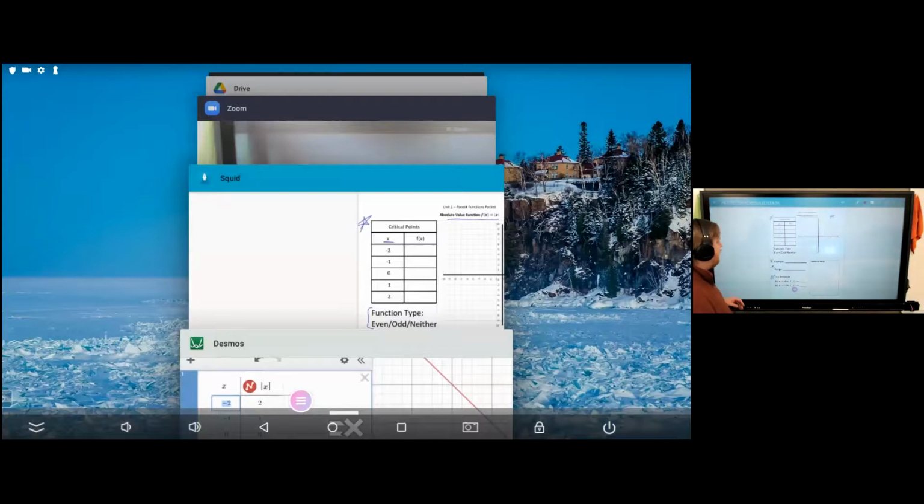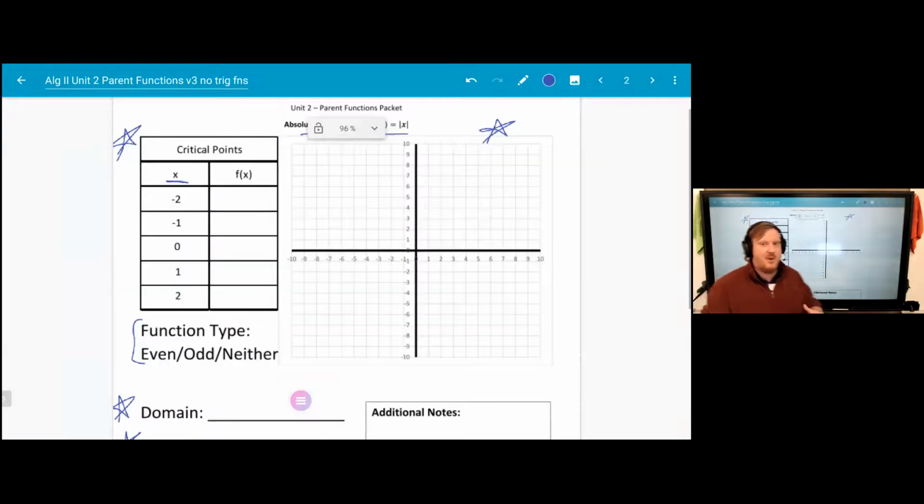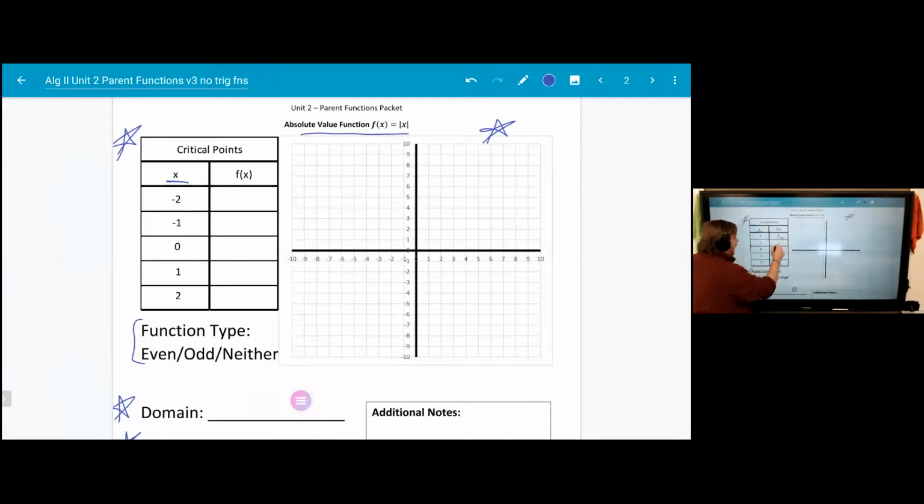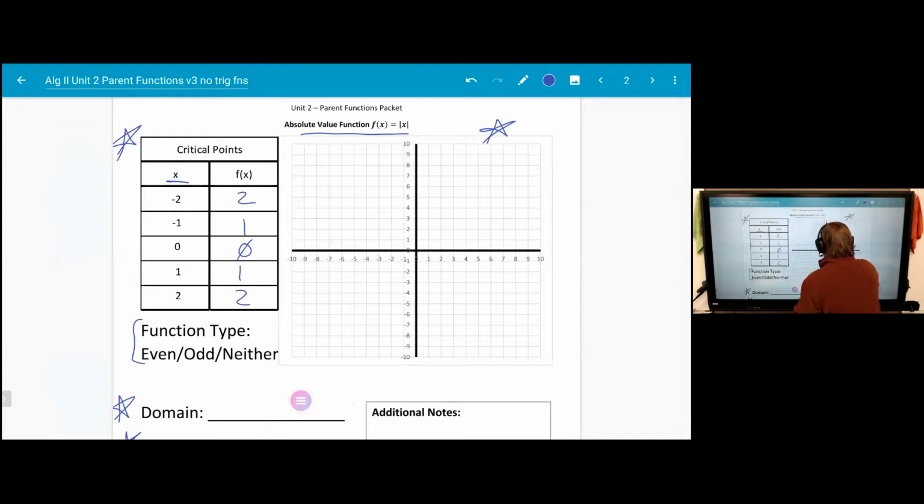Again, if you don't know how, you can either split screen if you're on a computer, or bring two different apps up if you're on the iPad. The absolute value of -2 was 2. Absolute value of -1 was 1. Absolute value of 0 was 0. We got 1 and 2, my critical points. I'm going to plot these 5 points. I can take these 5 points and transform them, and you'll see how that works later.